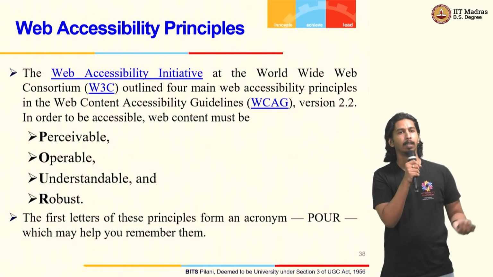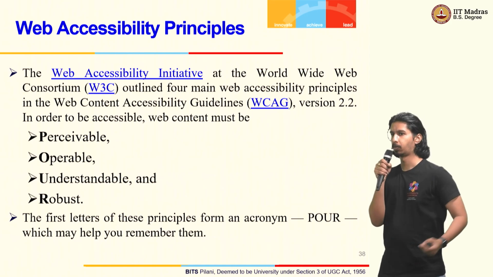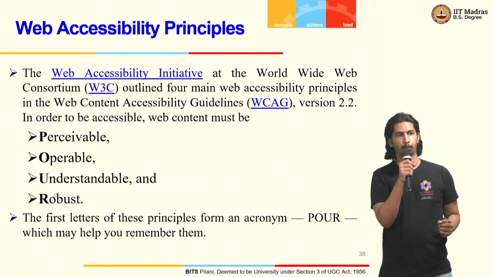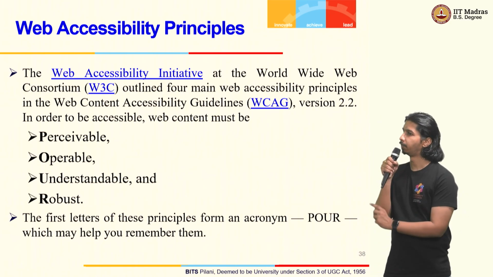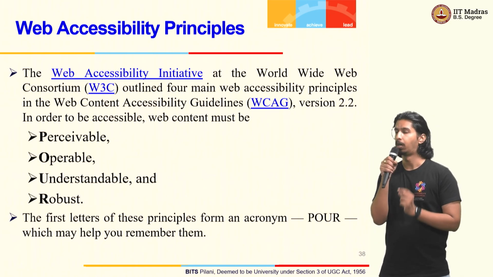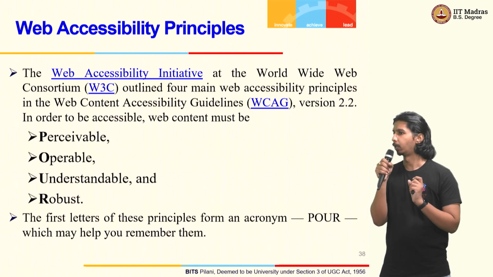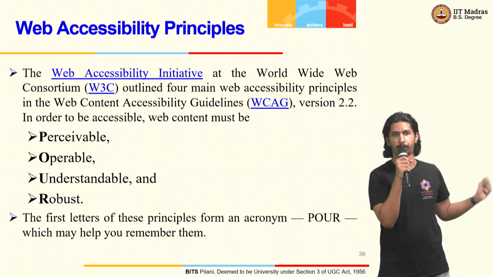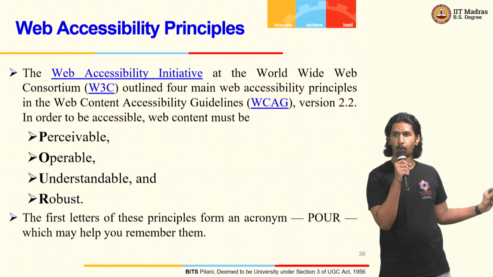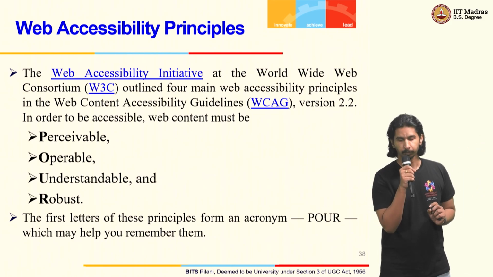What is accessibility in mind? Accessibility in mind means following these guidelines or principles. These principles are put under 4 buckets. The first bucket is called perceivable. The second one is called operable. The third one is understandable. The fourth one is robust. You can always remember this by the first characters, right? It is called POUR: perceivable, operable, understandable, and robust.